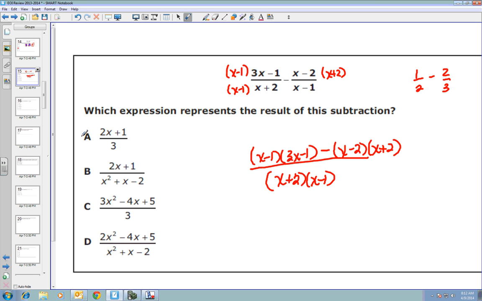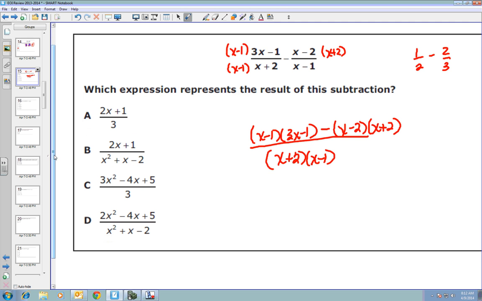Okay, so now this just becomes a problem where I just have to do a lot of distributing or foiling. So let's do the top. This would not be a calculator problem because I have variables. So on the top, x times 3x squared.